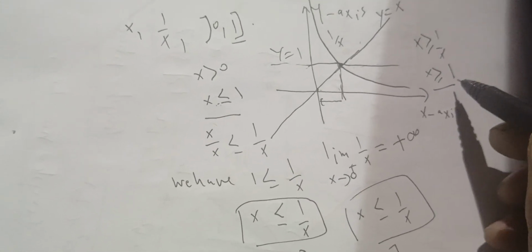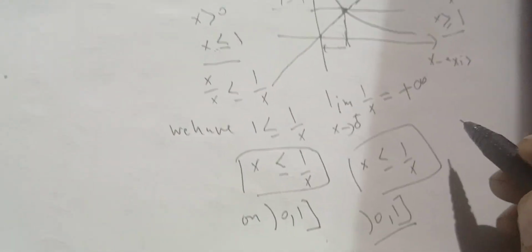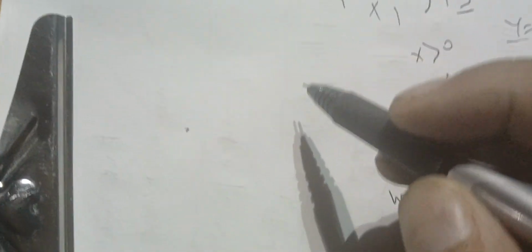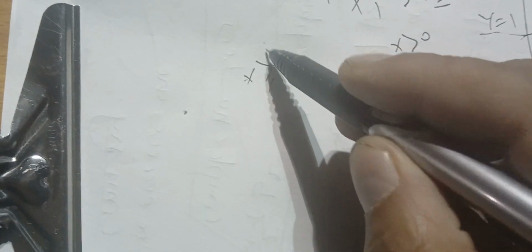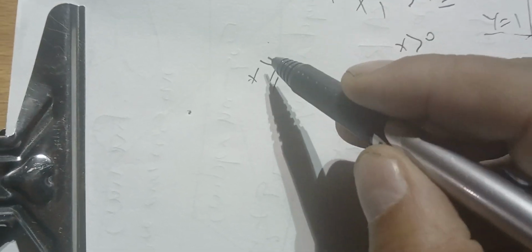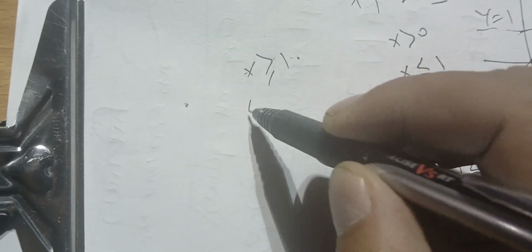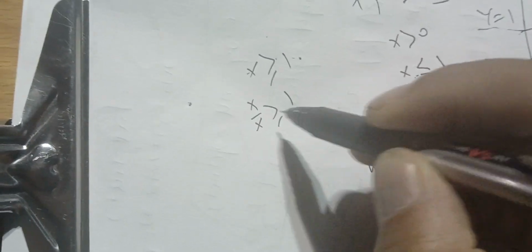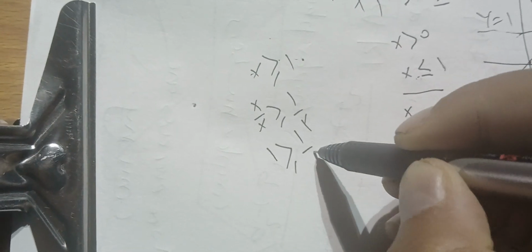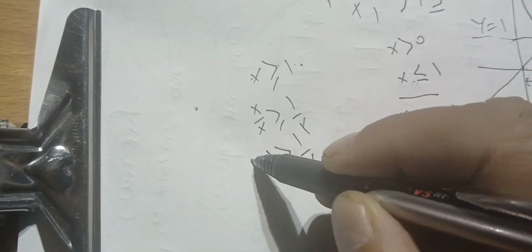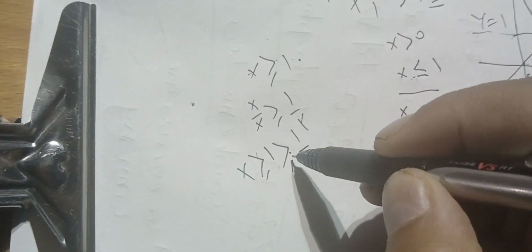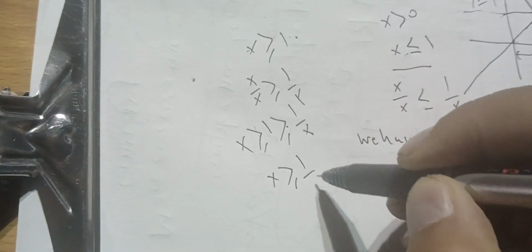To see this or to prove it, note that we are in the interval (1, plus infinity). That means x is bigger than 1, and that means x is positive. So we divide everything by x. We get x over x bigger than 1 over x, which is 1 bigger than 1 over x, and we know that x is bigger than 1. That means x is bigger than 1 over x.